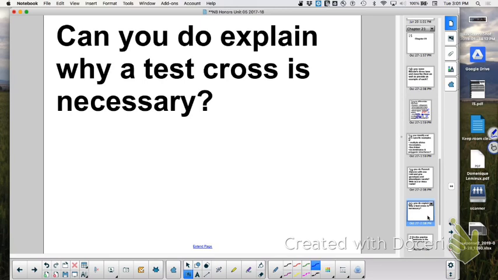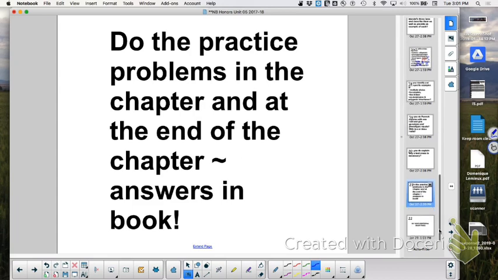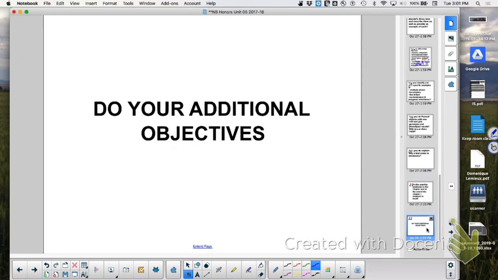Okay. All right. Next. Do the practice problems in the chapter and at the end of the chapter. The answers are in the back of the book. And do your additional objectives. Okay? Questions or concerns that you might have that you would like to discuss with me? Yes? Can you give an example of morphogenesis? Oh, yeah. Morphogenesis would be like when your eyes move into a certain place. Morphogenesis is when you form a gastrula and the tissues fold. That's all morphogenesis. What else?